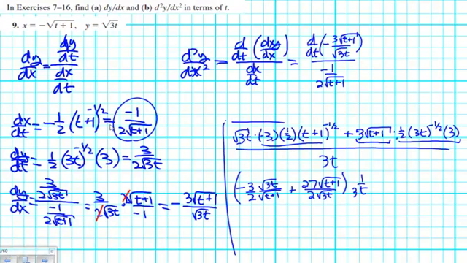Wait, why is it 27? Because I got a 3. Oh, I'm sorry. I got overzealous. It's only 9. Yes. A 3 and a 3. I saw this 3 right there, but that's inside of a parentheses with the square root. So you're right. This is only 9.